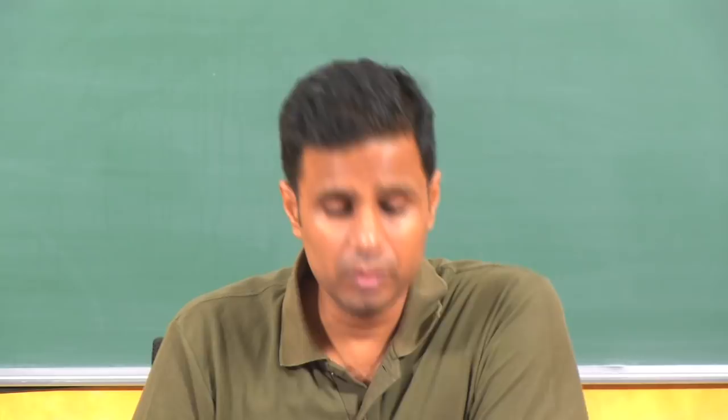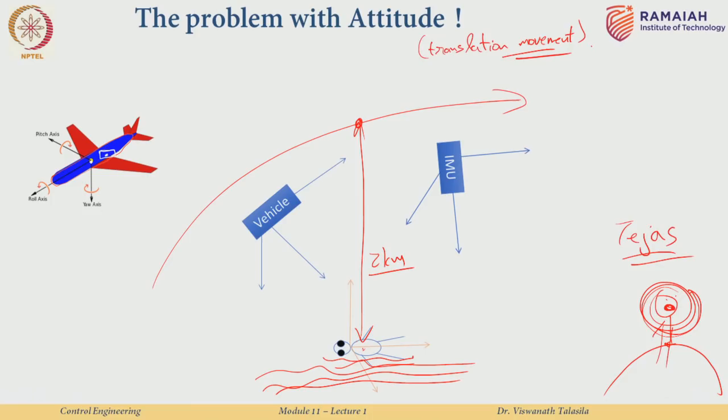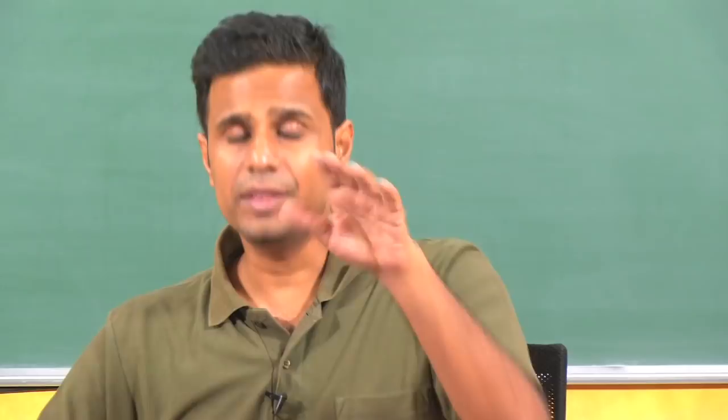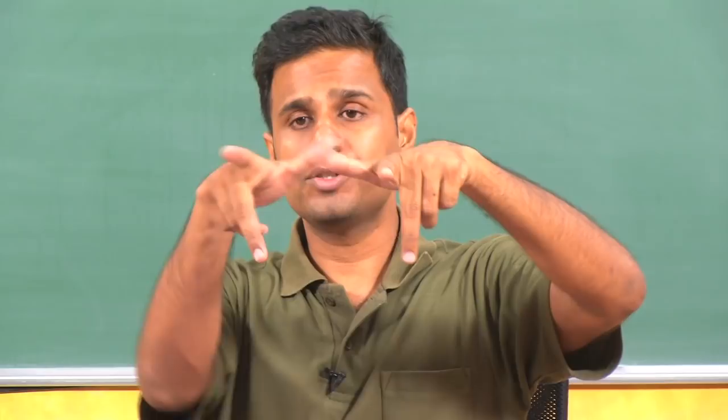Now, what is the problem with this? As you can see, the aircraft axis is shown over here with the roll, the pitch and the yaw. And aircraft axis is typically defined with respect to the center of mass of the aircraft or the center of gravity of the aircraft. The IMU in this case is placed at a slightly different location and it is not aligned with the aircraft axis. So, if the aircraft axis is like this, the IMU axis could be like this, because it depends how I have placed my aircraft.